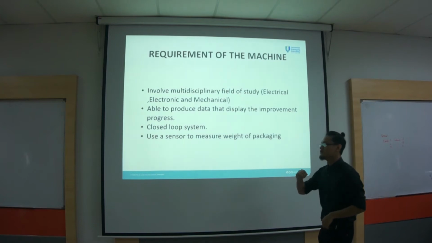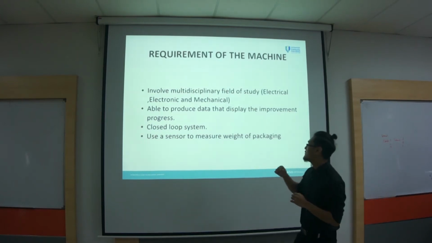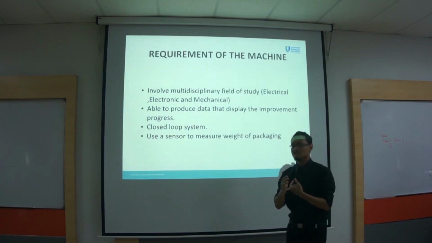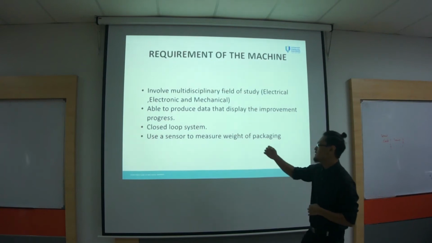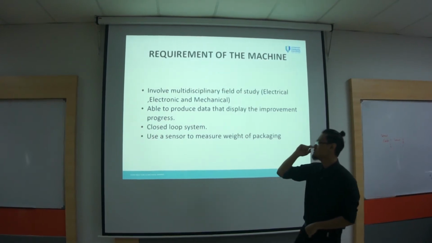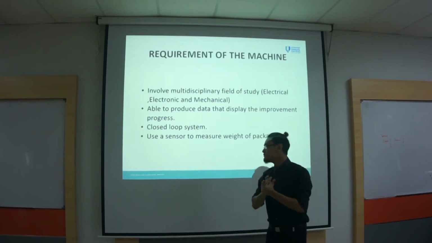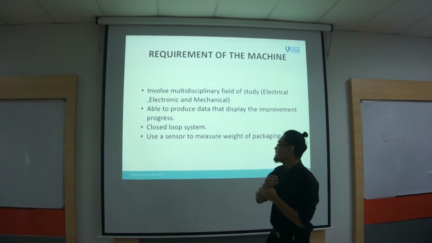Okay, next is the requirement of the machine. So there are 4. It involves multidisciplinary fields of study, which are electrical, mechanical, and also electronic. So it is able to produce data that displays and improves progress. It is a closed loop system and uses a sensor to measure the weight of the packaging. Okay, next.